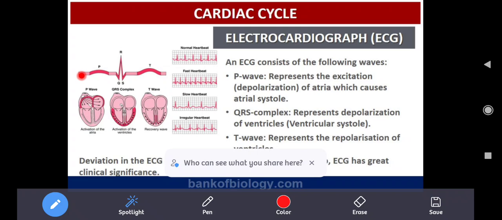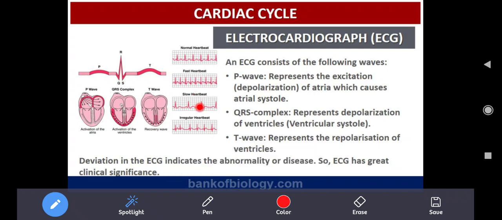When does the P wave occur? When the atrial systole takes place. When do the QRS waves occur? When the ventricular systole occurs. When does the T wave occur? When the repolarization or the diastole occurs in the ventricle. So don't forget it. It is one of the 5-mark questions. Make a note of it.